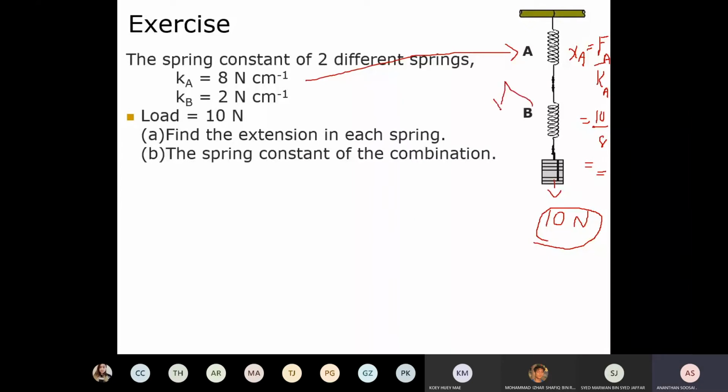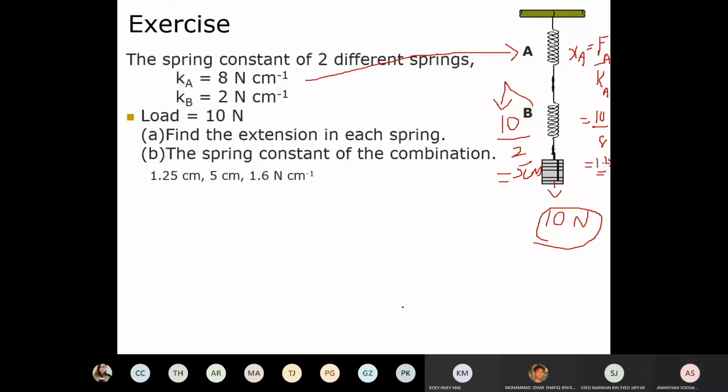The extension of B will be what? Again, the force experienced by B is also 10 Newton, but the K is 2. So the extension of B will be 5 centimeter. 10 divided by 8, how much do you get? 1.25 centimeter. So the extension of each spring: one is 5 centimeter, another one is 1.25 centimeter. Okay, so 1.25 and 5 centimeter is what you should get.